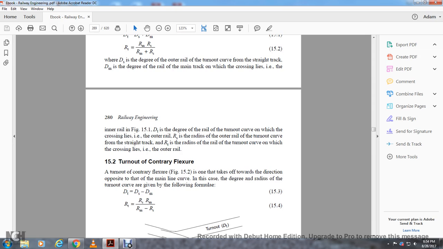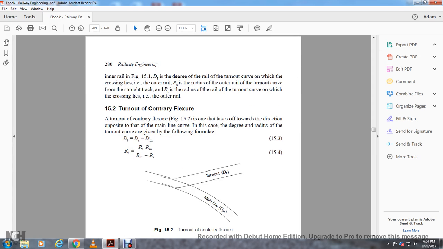Turnout of contrary flexure. The turnout of contrary flexure is one that takes off in the direction opposite to the mainline curve. In this case, the degrees and radii of the turnout curves are given by formulas, with turnout D2 and mainline Dm.